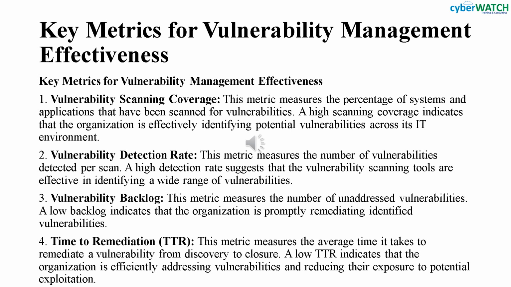3. Vulnerability backlog. This metric measures the number of unaddressed vulnerabilities. A low backlog indicates that the organization is promptly remediating identified vulnerabilities. 4. Time to remediation, TTR. This metric measures the average time it takes to remediate a vulnerability from discovery to closure. A low TTR indicates that the organization is efficiently addressing vulnerabilities and reducing their exposure to potential exploitation.